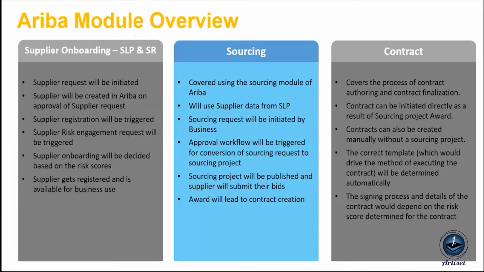To talk on the Ariba modules which we have in the upstream. So the first process is basically the supplier onboarding, that is done through the SLP process, and the risk assessment associated to the supplier is done through the supplier risk module. So this is initiated once we foresee any supplier we want in the system to be conducted business with. So we raise the supplier request.